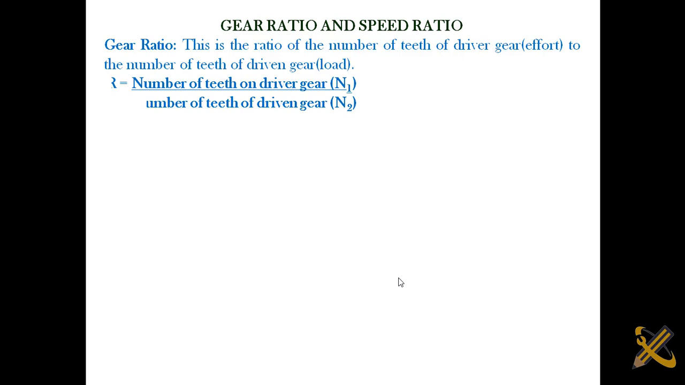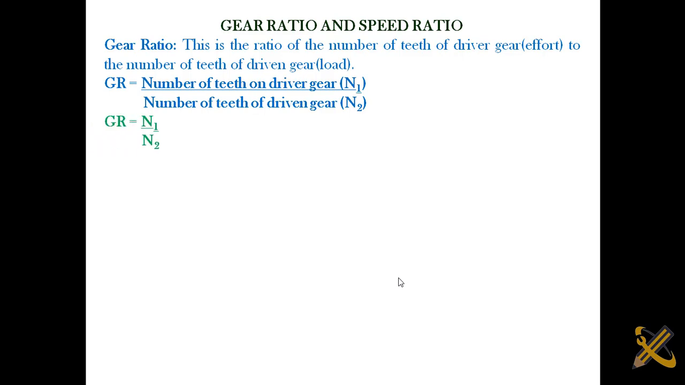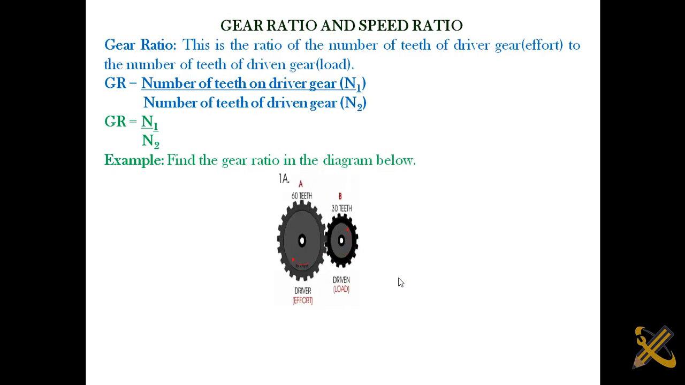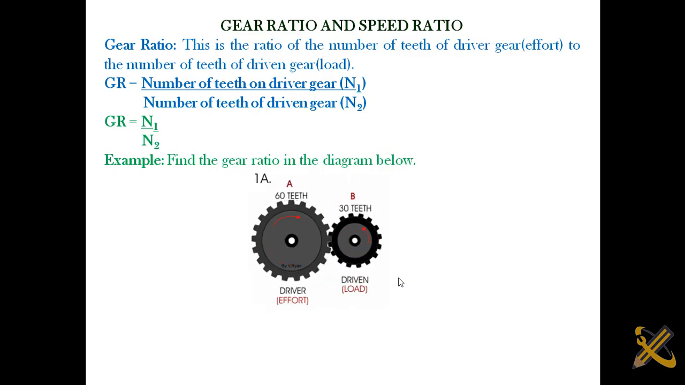So the formula for gear ratio is number of teeth on driver gear all over number of teeth on driven gear, which is N1 over N2. Example: find the gear ratio in the diagram below. Take a look at this particular picture. The first gear has 60 teeth, while the second gear has 30 teeth.